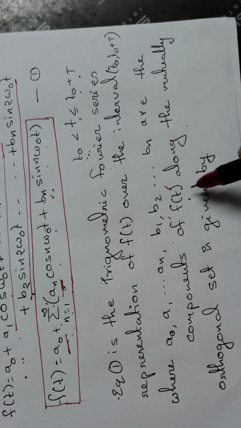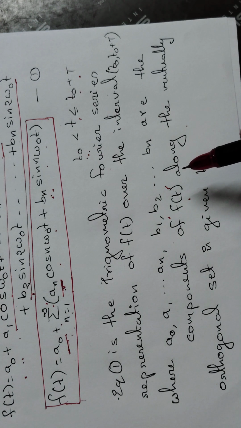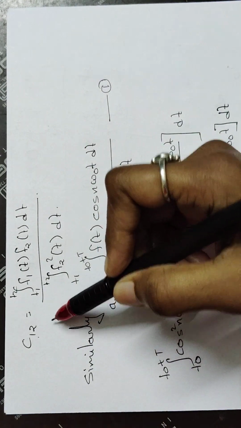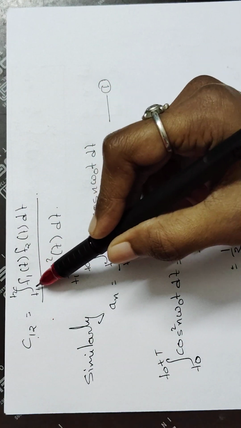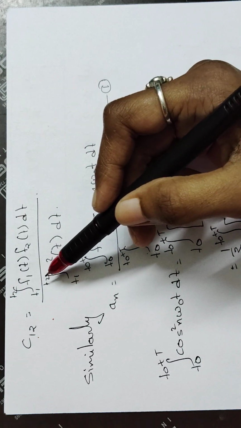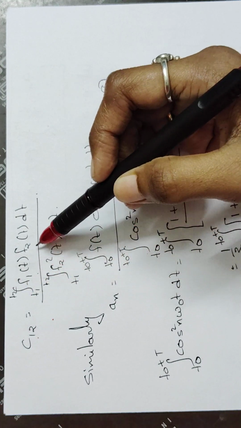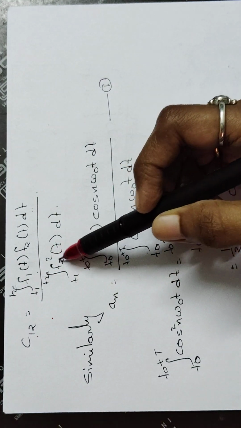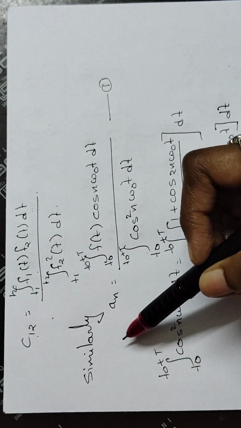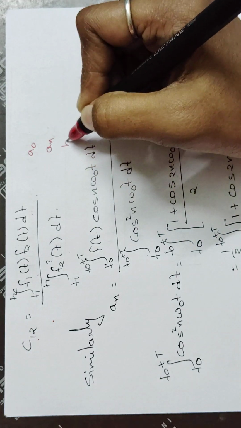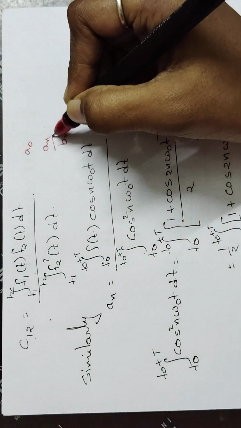These a terms are the components of the cos terms and b terms are the component values of the sine terms along this orthogonal set. And this component value C12 is equal to, we already know this formula from previous videos: integration from t1 to t2 of f1 of t f2 of t dt divided by integration of f2 square of t dt. Similarly, in the trigonometric series we have to find the a naught value, an value and bn value. First I am taking the an value.